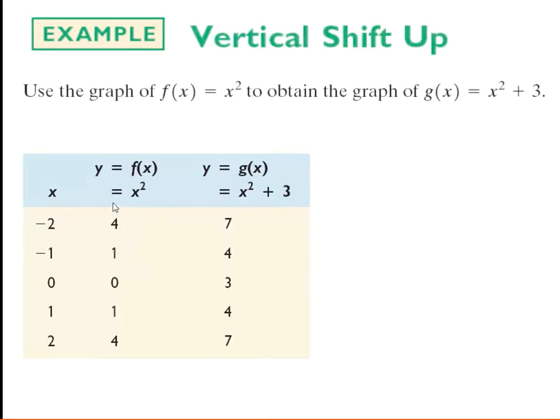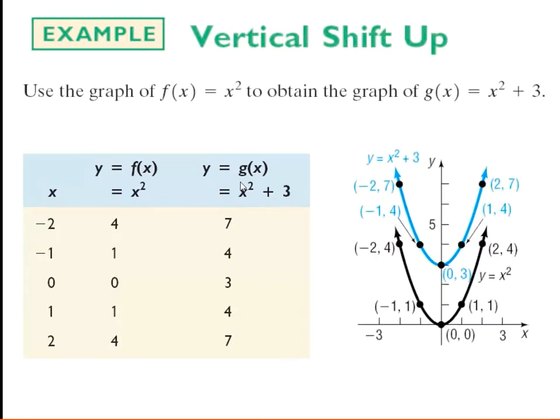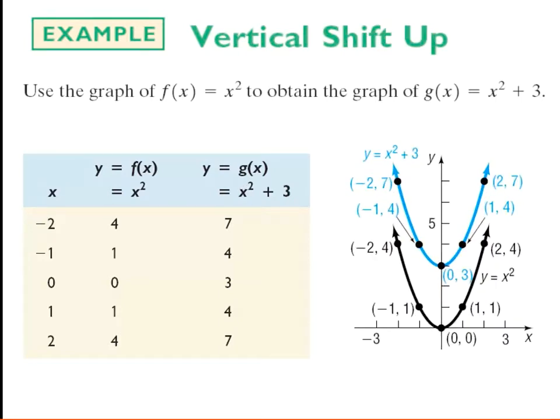If I plug negative 2 into the original function, negative 2 squared is 4, and then I add 3 to it, which makes it 7. If I plug negative 1 into the original function, I get 1, and then I add 3 to that, and it becomes 4. And so on and so forth. Literally every y value is being moved up 3 units visually. I'm adding 3 to the original y value. Graphically speaking, every y value is being moved up 3 units.